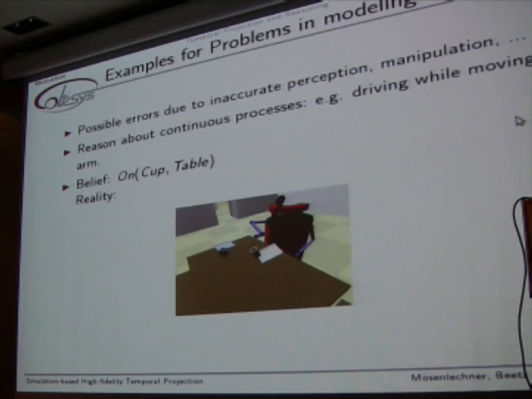Another thing is we might have a discrepancy between the belief state of the robot and the reality. So what we can see here is the robot believes that it put the cup on the table, but actually what happened was the cup was put on the side of the plate. So this is something where the robot believes to have done something right, but actually it did not.